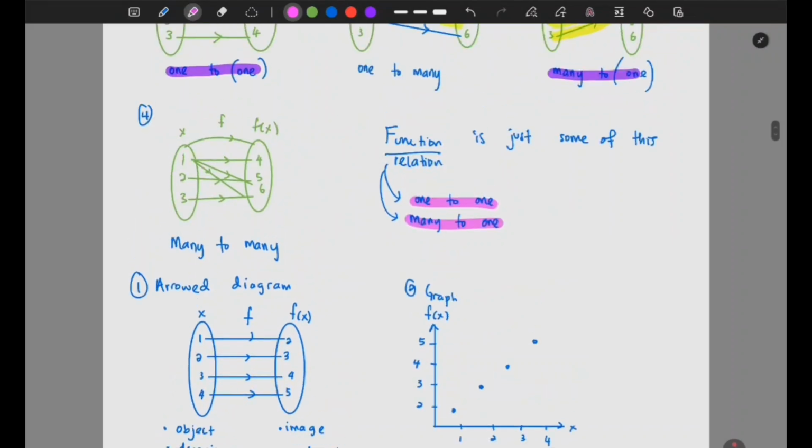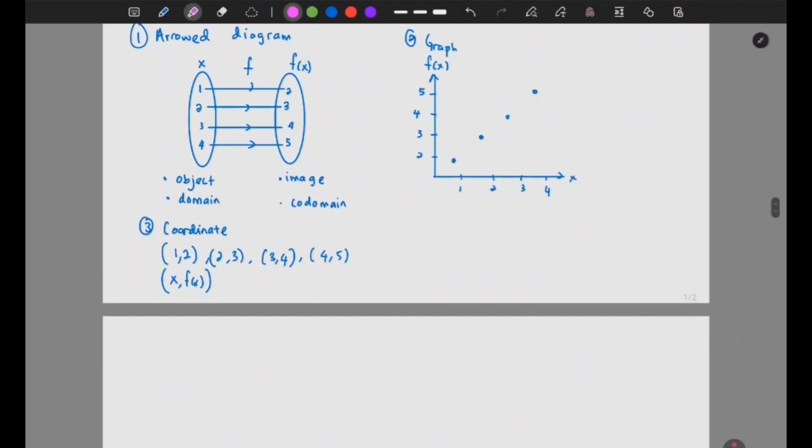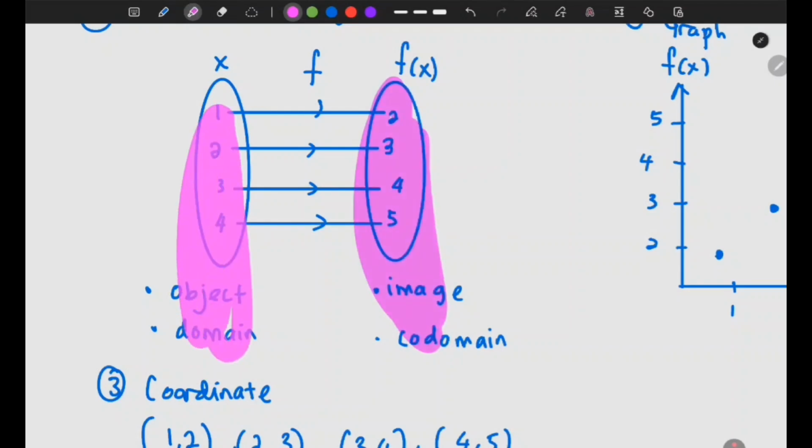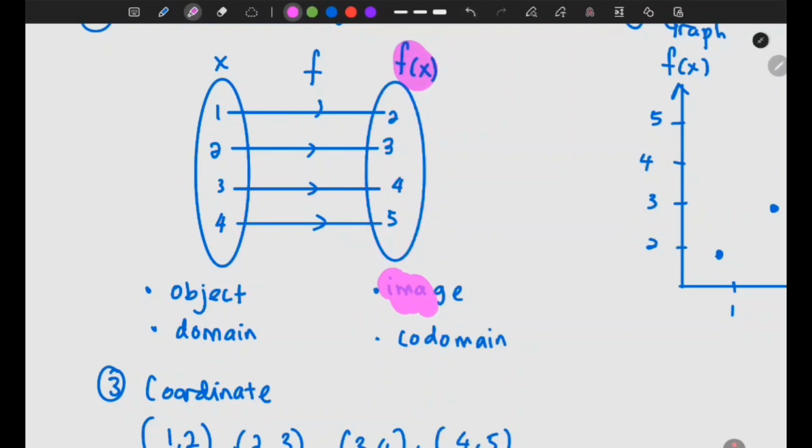And next, I also talked about the diagram, where they will ask about object or domain or x, the image or codomain. This part is image or codomain. This part is object and domain. Don't forget, your fx is always image, your x is always object, domain. Your fx is image and codomain. This is the basic understanding you should have.